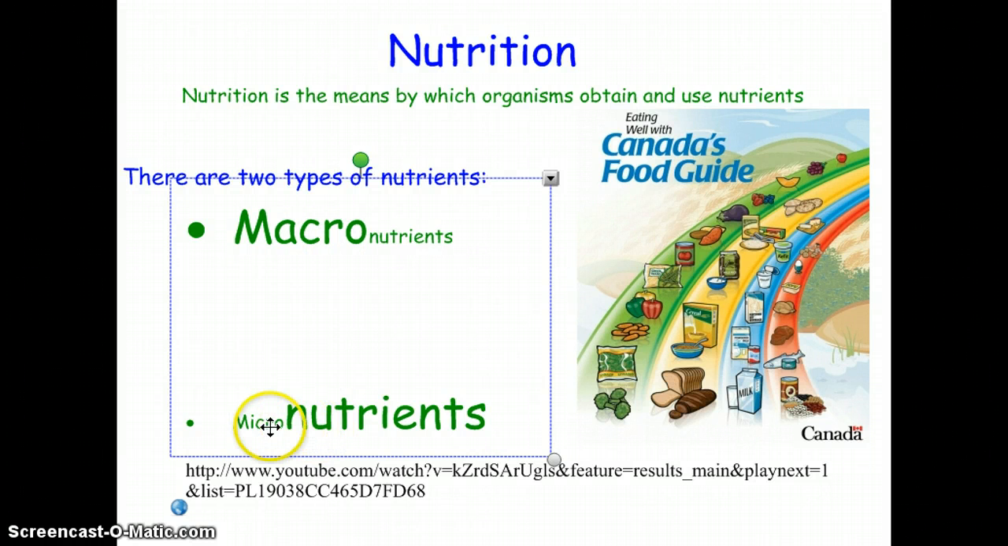So even though we need a little bit of micronutrients, we still need them in order to survive and be healthy, because various micronutrients, such as vitamins and minerals, without those vitamins and minerals in our diet, we get different deficiencies.